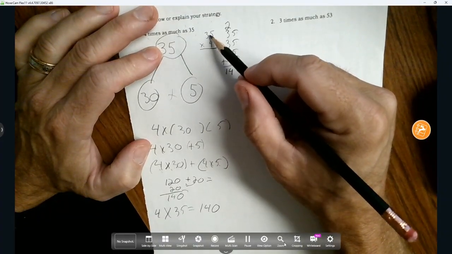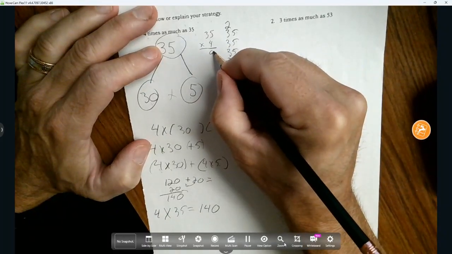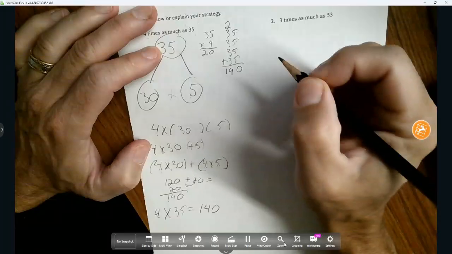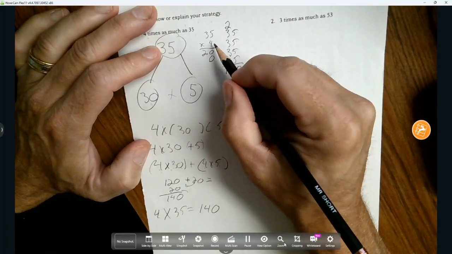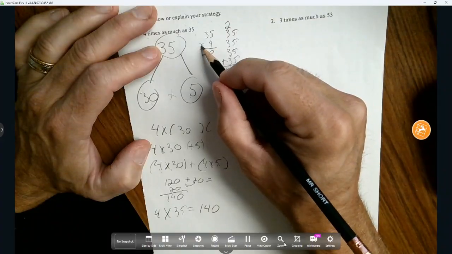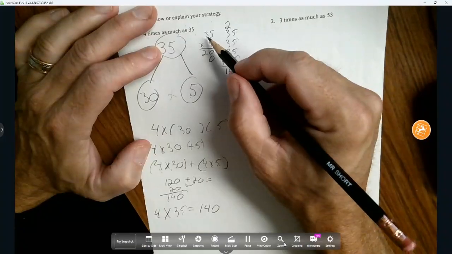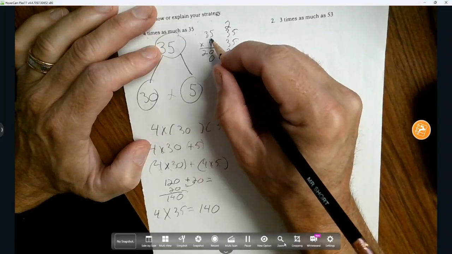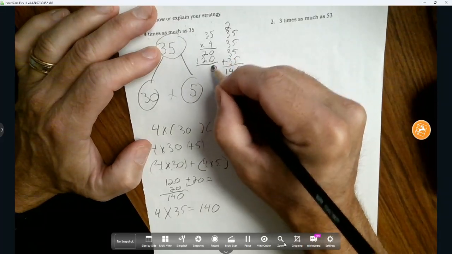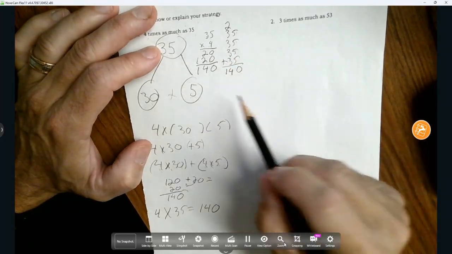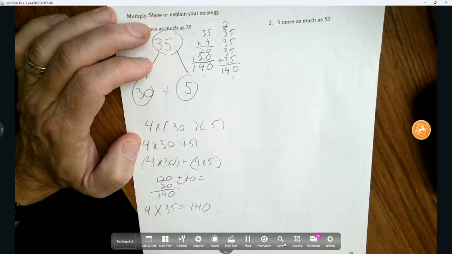So we always start in the ones. 5 times 4 is 20, so 0 and 2. Now we're going down 1 spot. Now we have 3 times 4. It's really 30, that's why the 0 is there. So 30 times 4. But we're saying the 3 because we dragged that 0 down already. So that's going to be 12, and 0, 4, 1. 140, 140, 140. I'm going to go with the answer is 140.